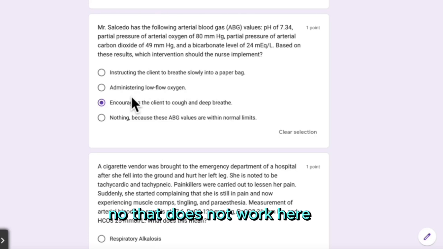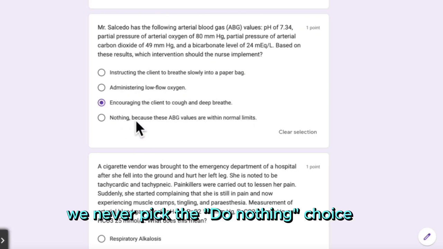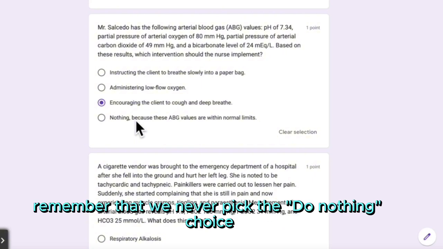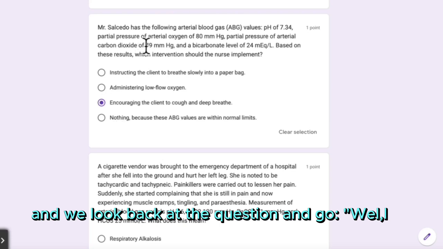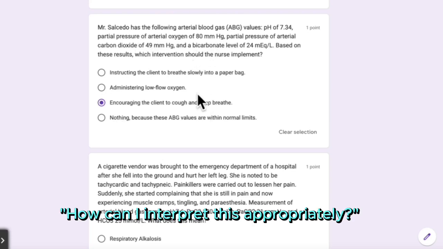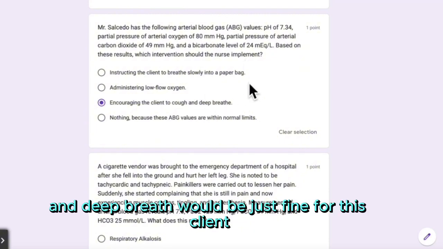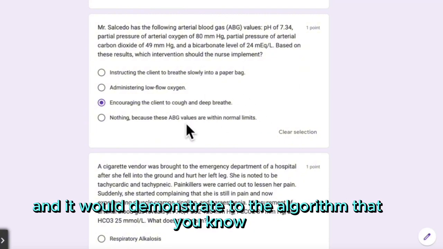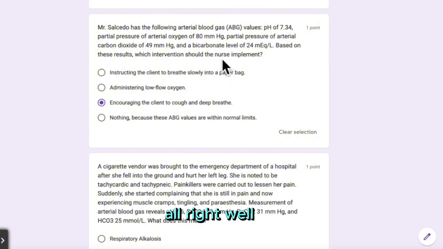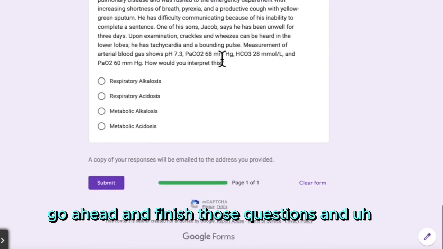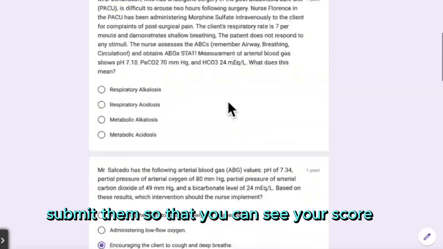No low flow oxygen, that does not work here. And don't do nothing. We never pick the do nothing choice. Remember that. We see that as a trick, and we look back at the question and ask, how can I interpret this appropriately? A little cough and deep breathe would be just fine for this client. And it would demonstrate to the algorithm that you know how to catch an emerging crisis before it becomes a crisis. Go ahead and finish those questions and submit them so that you can see your score.